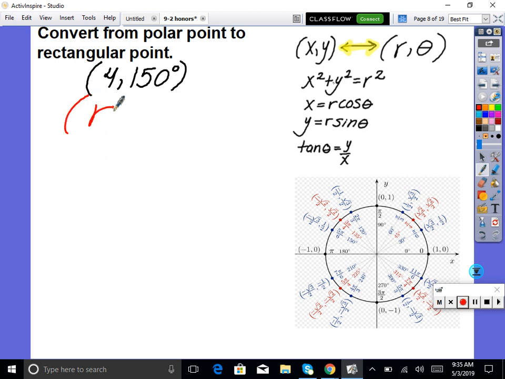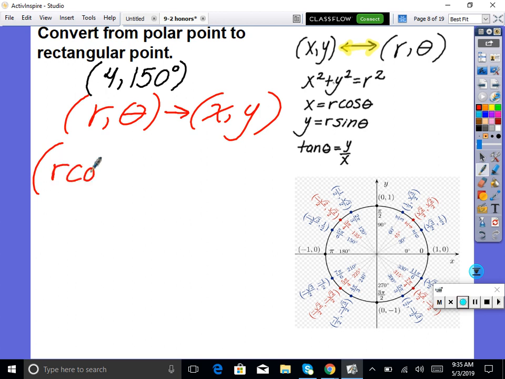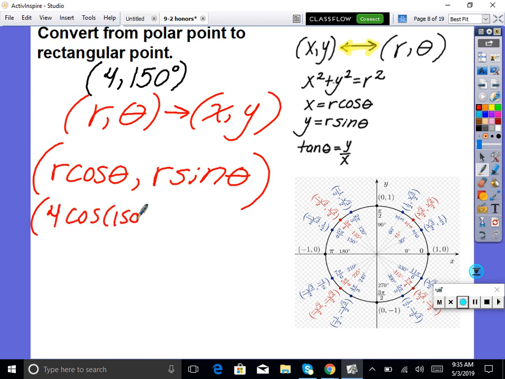So what do we know? Right now we have an r theta, and we want it to become an x comma y point. What is x equivalent to? R cosine theta. And then what's y equivalent to? R sine of theta, isn't it? So now can't I plug in what I know? My r is 4, so we have 4 cosine of 150, comma, 4 sine of 150.